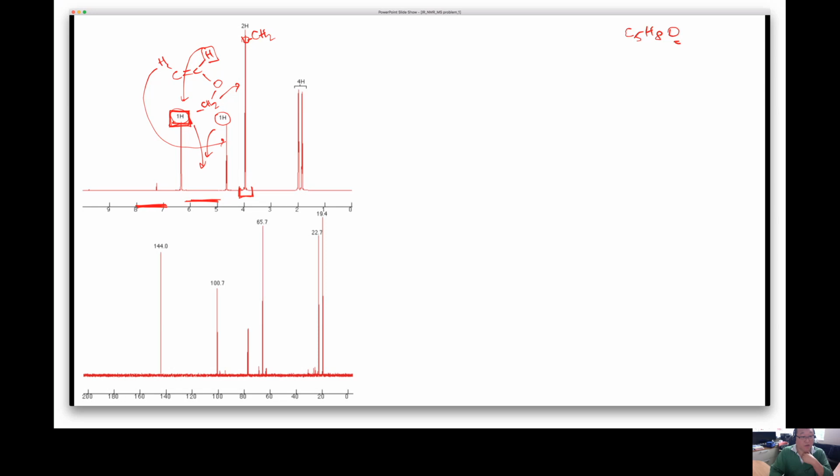So we sort of figured that out partially, and then this is 5 carbons. Do we have a symmetry in the molecule? 1, 2, 3, 4, 5. So we have all 5 carbon peaks.